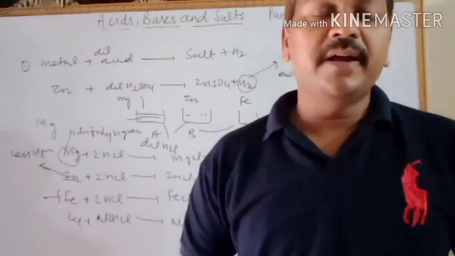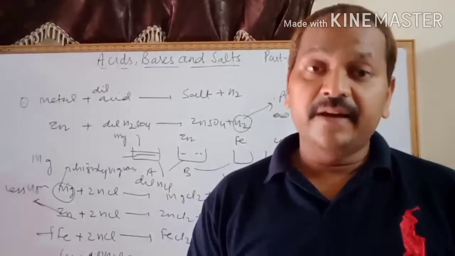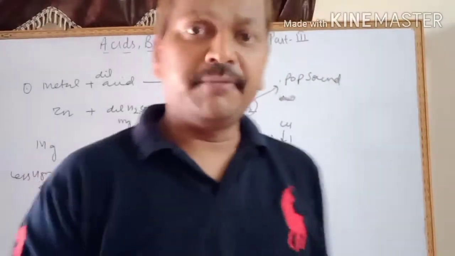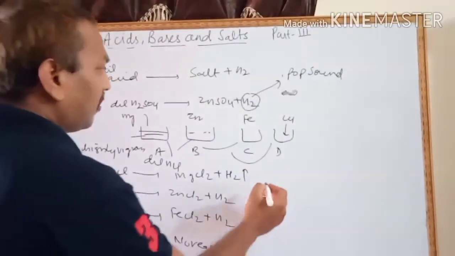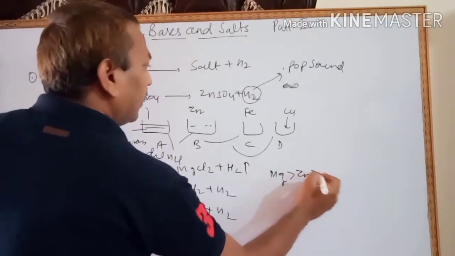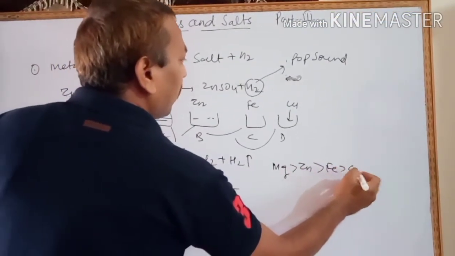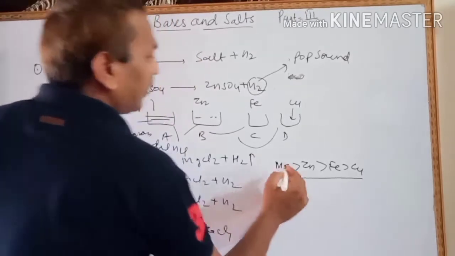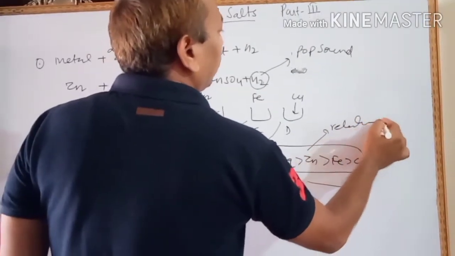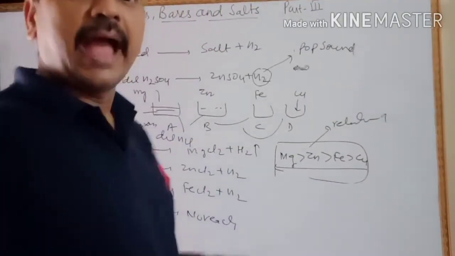The answer is the relative reactivity of metals in acid. So we will refer to our activity series, and we can give the answer on this basis. Magnesium is more reactive than zinc, iron and copper. So this is the reactivity order, the relative reactivity of metals in the activity series.